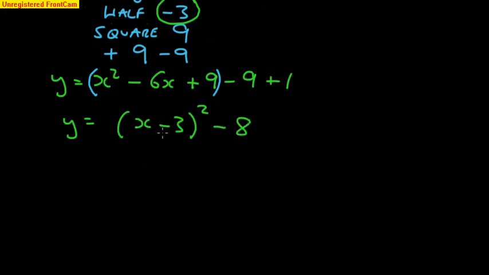Once we've completed the square, we have it in what is sometimes called turning point form, and you can find the turning point of this quadratic. It will be at the point (3, -8). But there we go. That's the completing the square method.